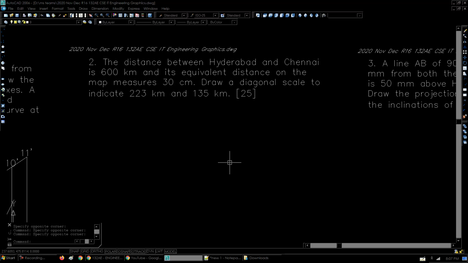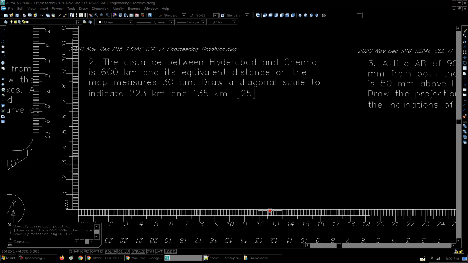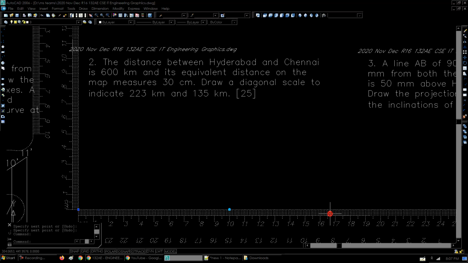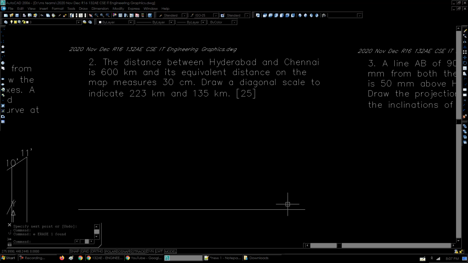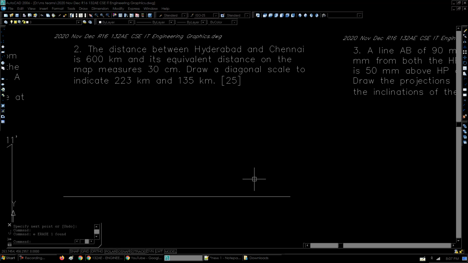So let's begin. Once again we'll have to take our drafter and keep it in such a position that it's exactly horizontal. Then using this drafter we'll draw a horizontal length of 15 centimeters. Even though this length is 15 centimeters, actually it represents 300 kilometers. Now we need to divide this into a number of parts. How many parts? Well, this is 300 kilometers, so let's make 3 equal divisions to get 100 kilometers each.